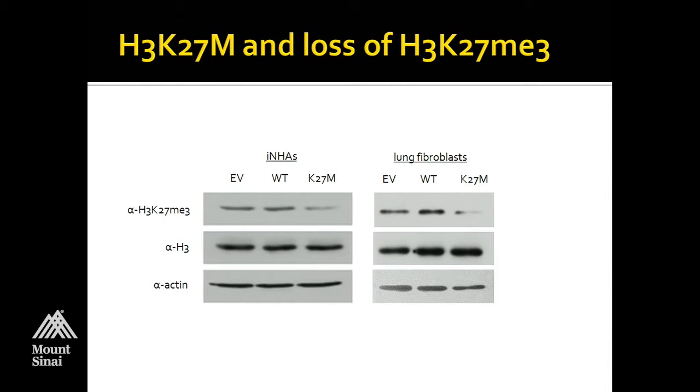So what happens when you take a cell and you put in the mutant histone? That's just what I'm showing you here. These are Western blots. This is an immortalized normal human astrocyte population, and you see a similar thing with lung fibroblasts. So this is just a wild-type histone being put in there, and this is the mutant histone. And what you see is that the trimethyl mark on the H3-K27 disappears when you put in the mutant histone, and that's the case in the astrocytes, and it's also the case in the fibroblasts, and that happens in virtually any cell line that you put it in.